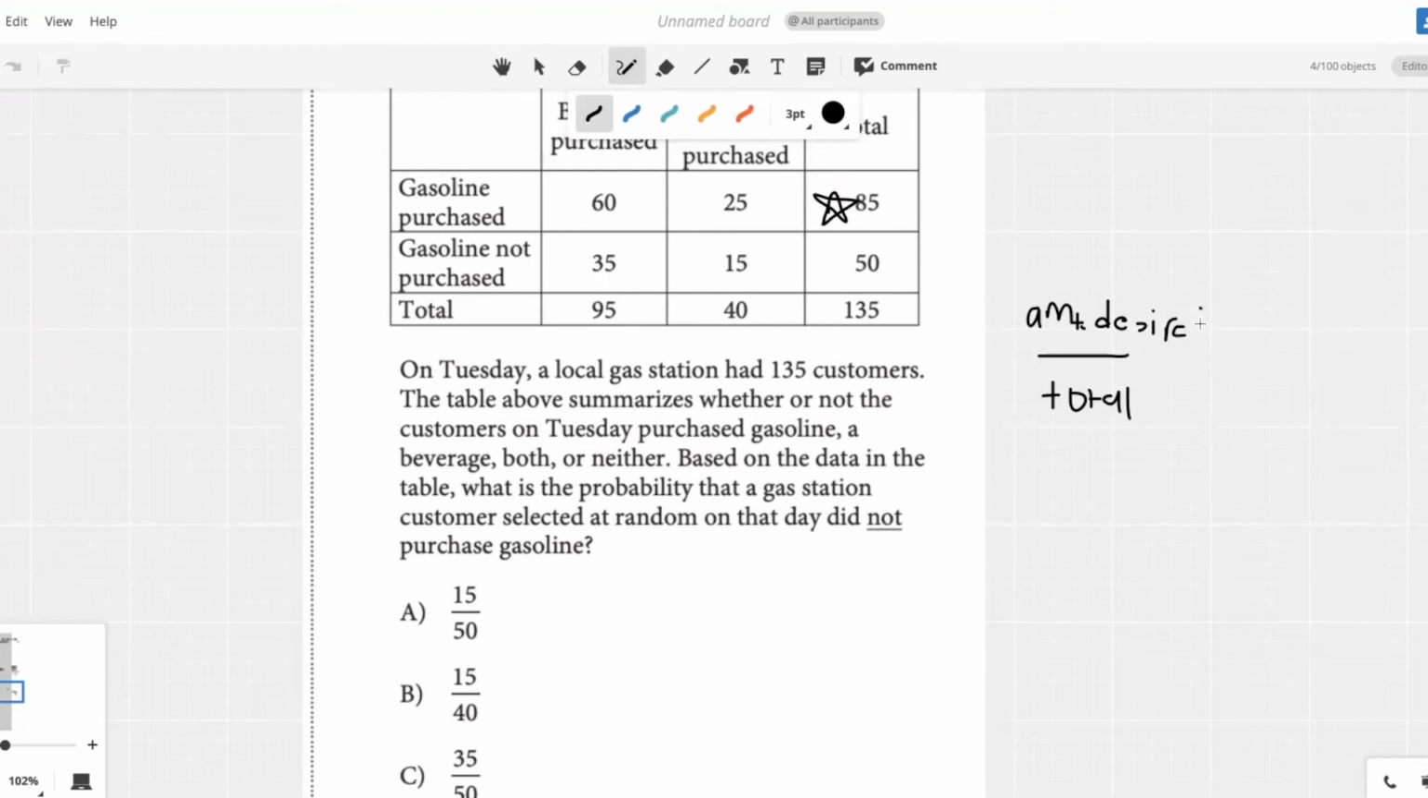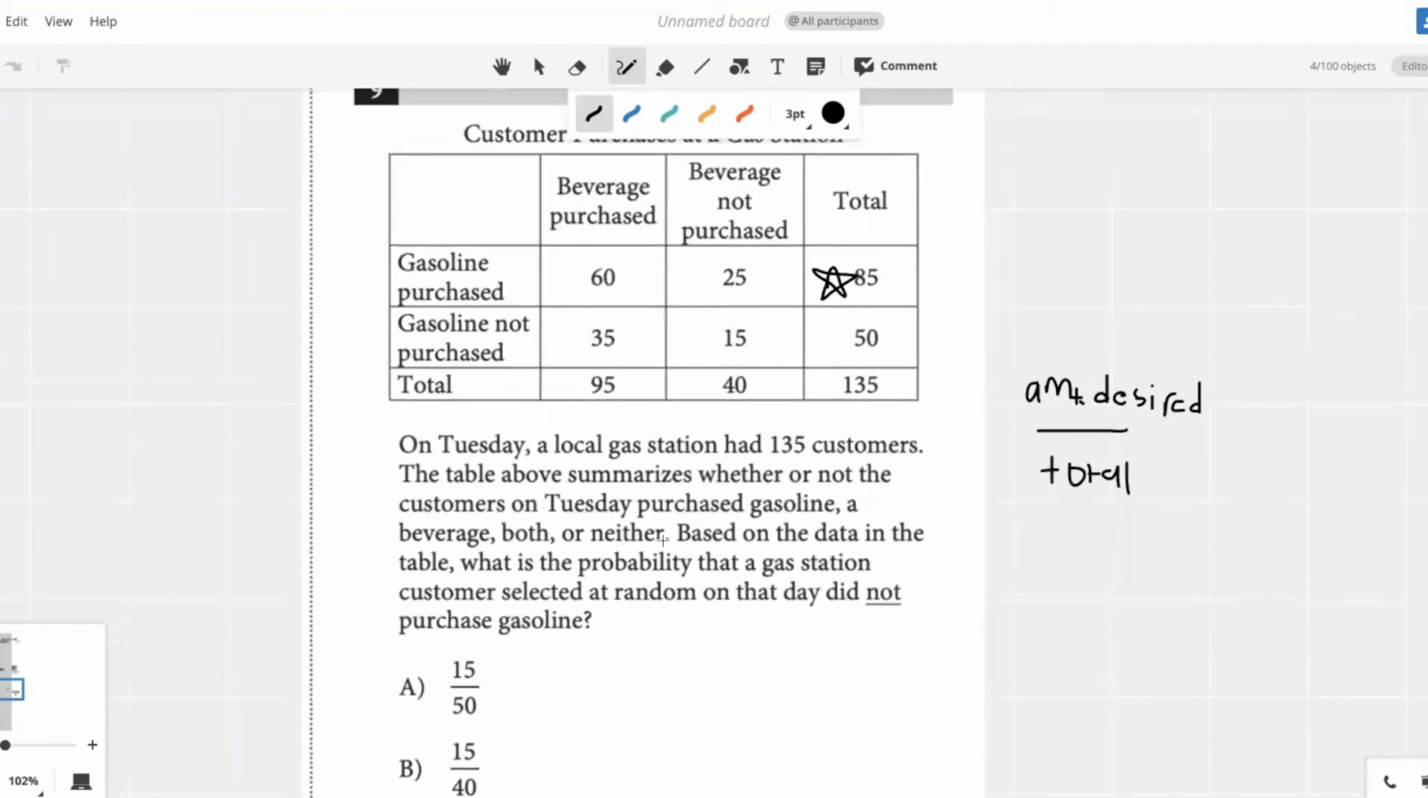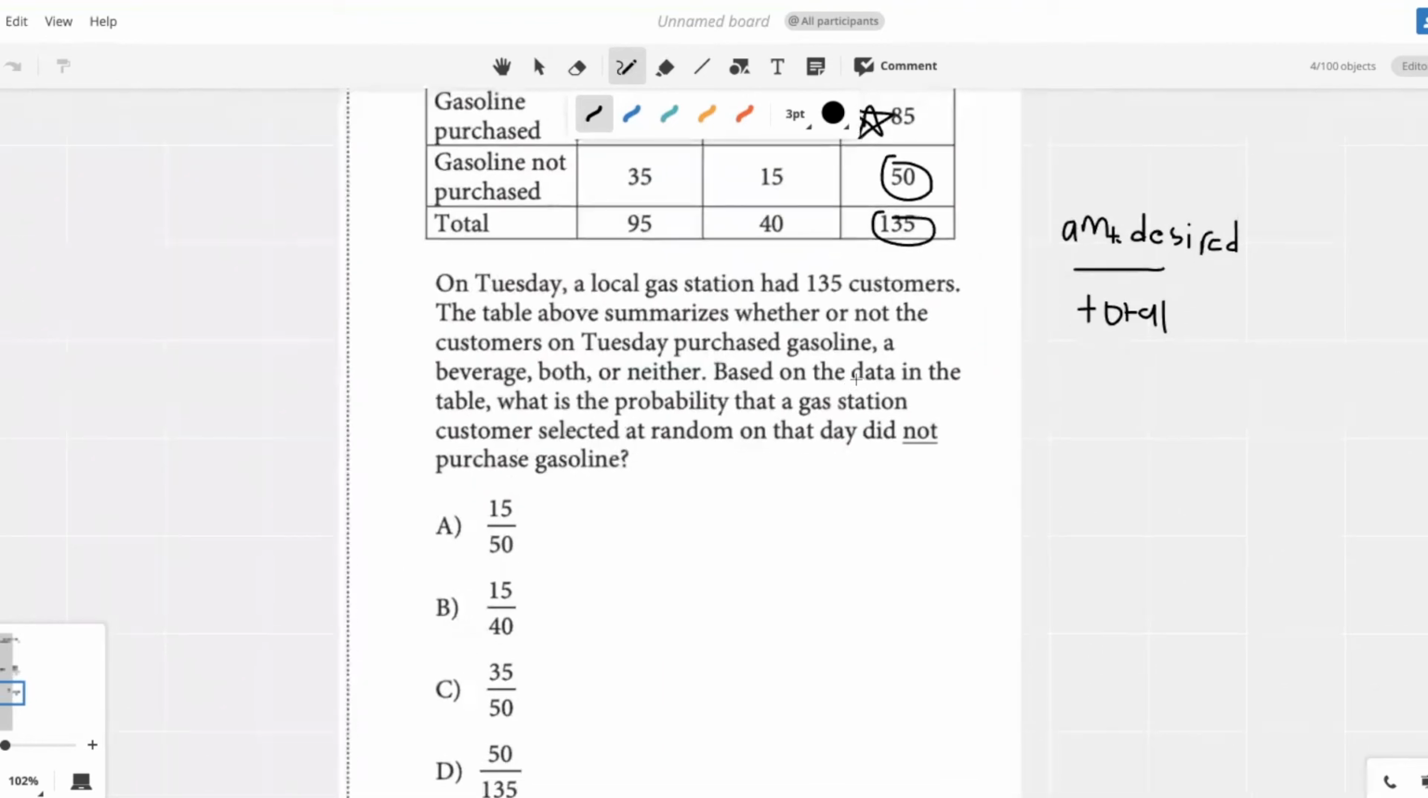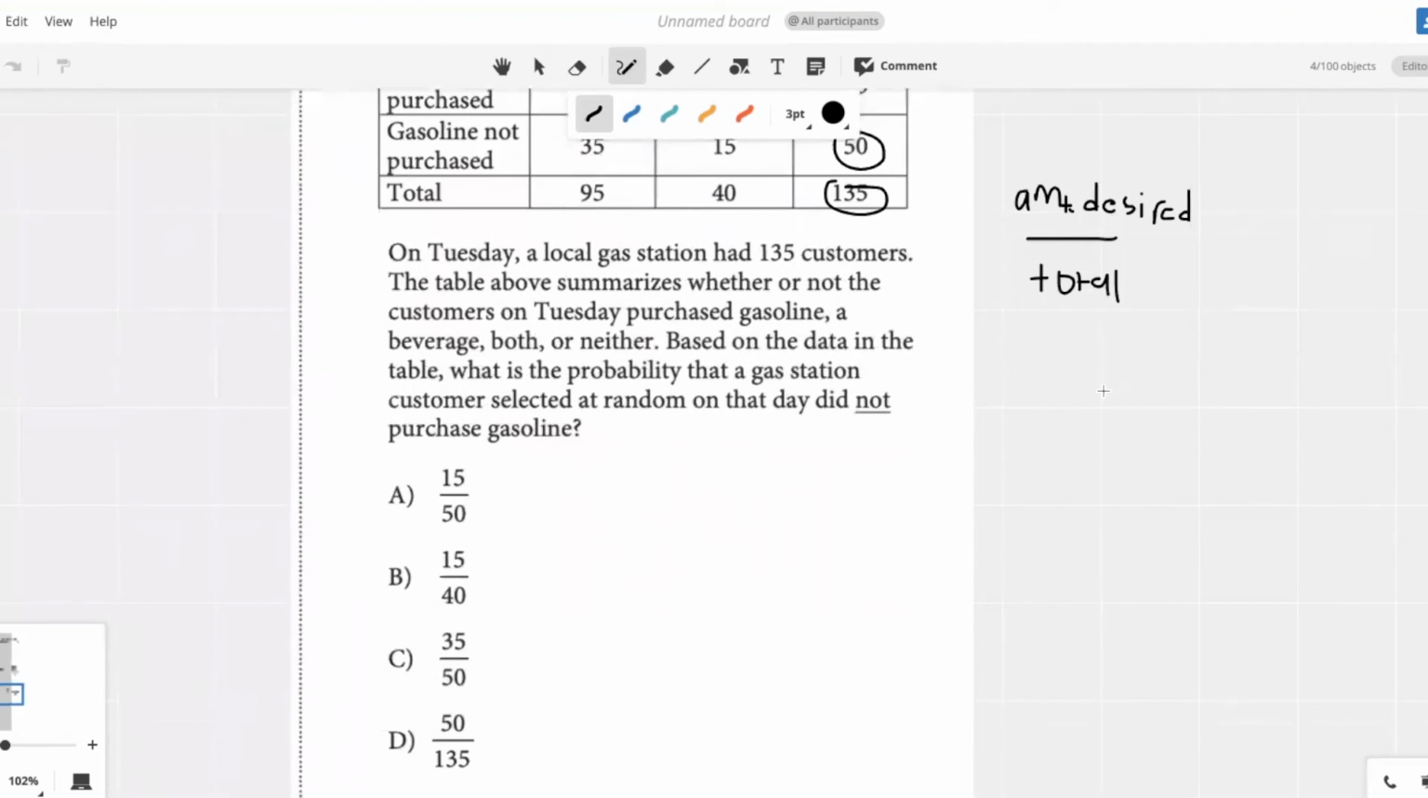And in this case, the amount desired is just everybody at the gas station who did not purchase gasoline. So everyone at the gas station who did not purchase gasoline is shown here as 50 people, and the total amount is 135. So in other words, this is going to be 50 over 135, because 50 is our amount desired and 135 is our total amount of customers.